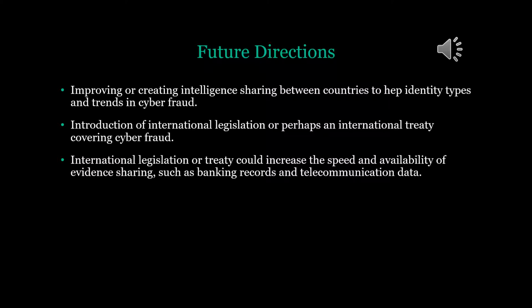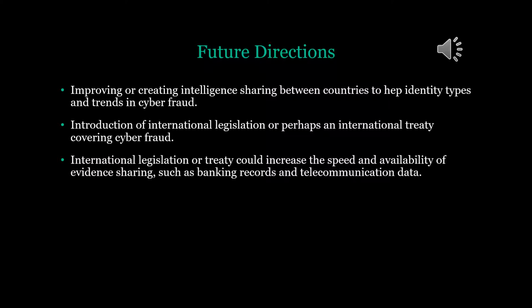So this brings us to future directions. Drawing on my research of my two nominated responses to cyber fraud, I identified future pathways that could provide practical reform. Firstly, I would recommend improving, or in some cases creating, intelligence sharing between countries to help identify types and trends in cyber fraud. As we pointed out earlier, any further information that we can provide to law enforcement or government bodies can only aid in appropriate and effective responses.